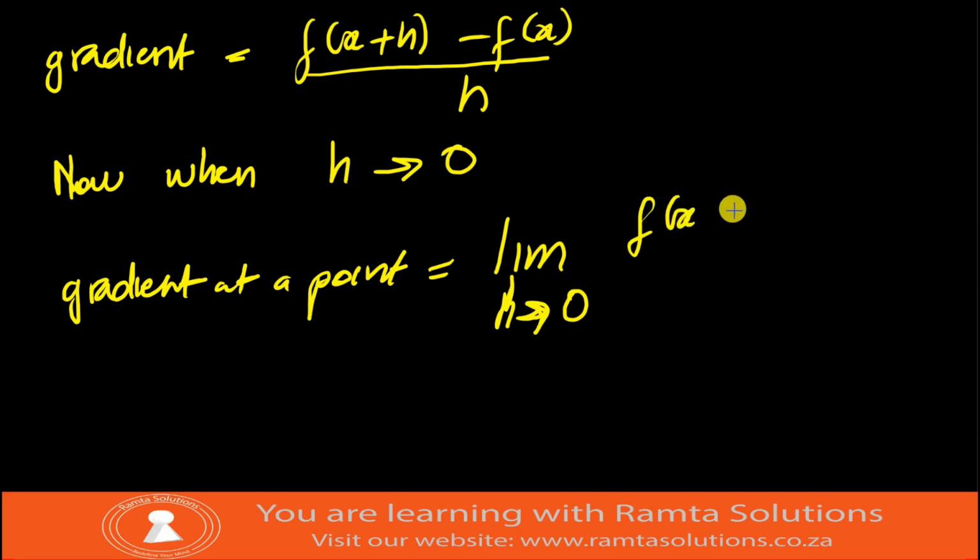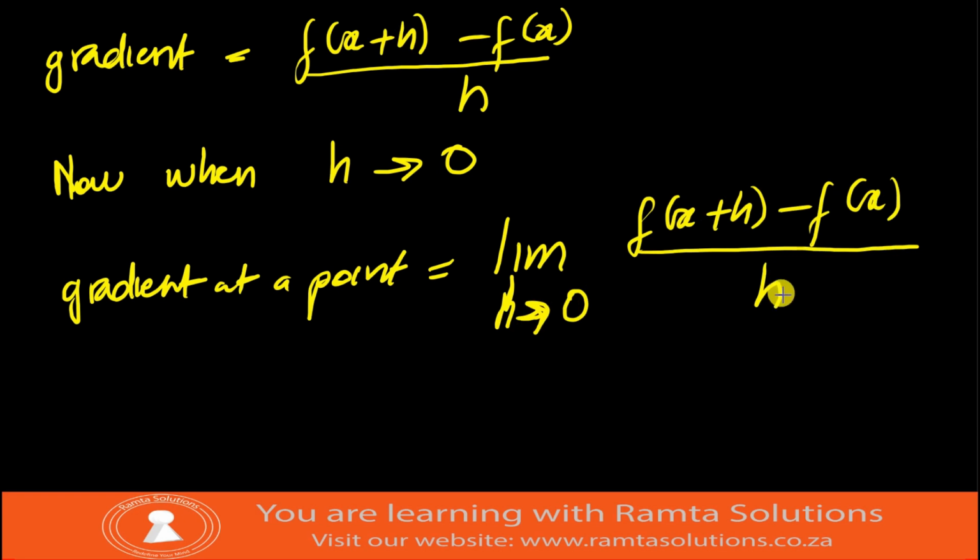It's still the same gradient that you had between 2 points, but now h is approaching 0, that is, the horizontal distance between the 2 points is approaching 0. Now, instead of writing it as the gradient at a point, we call it f prime x.